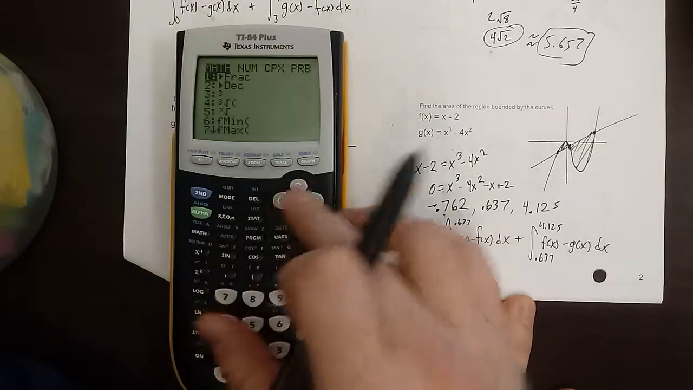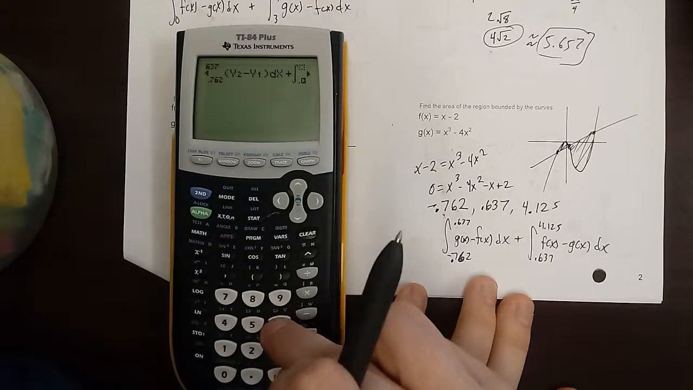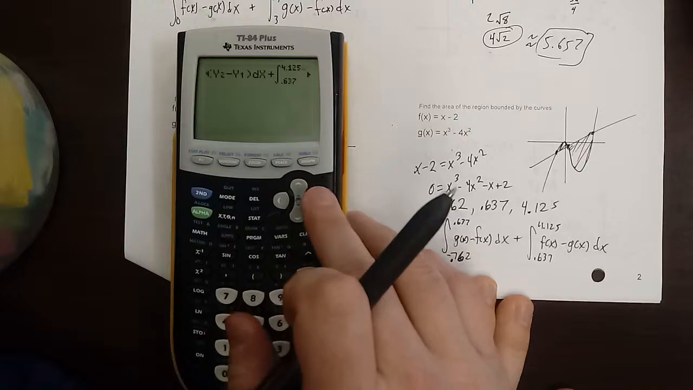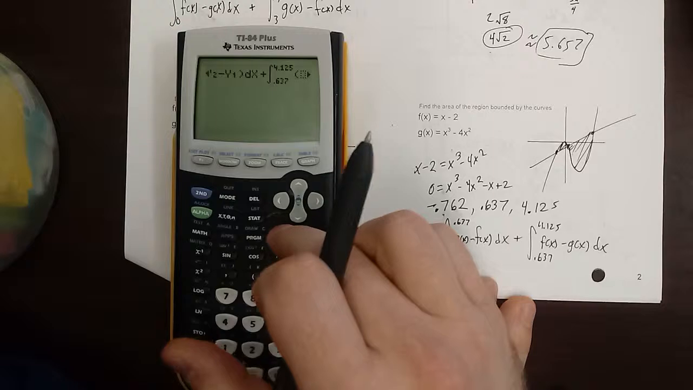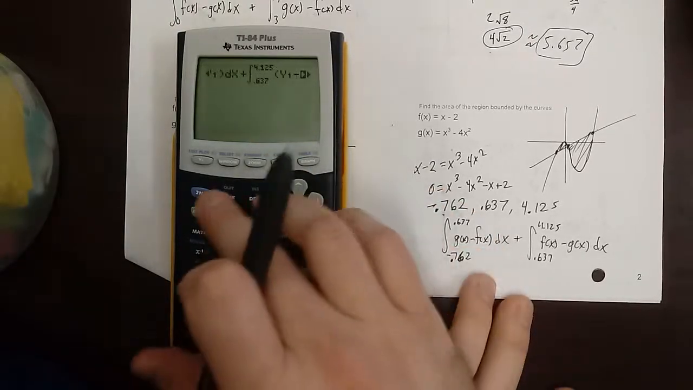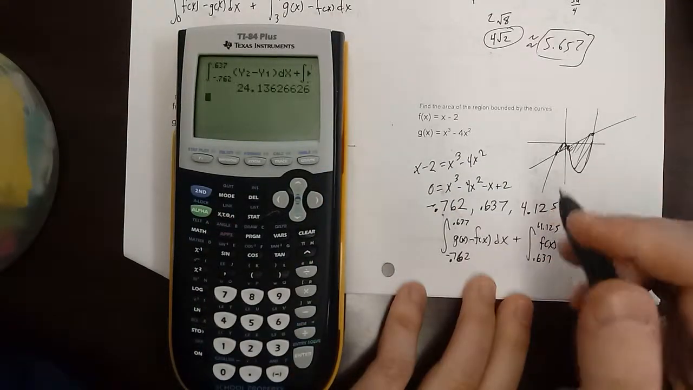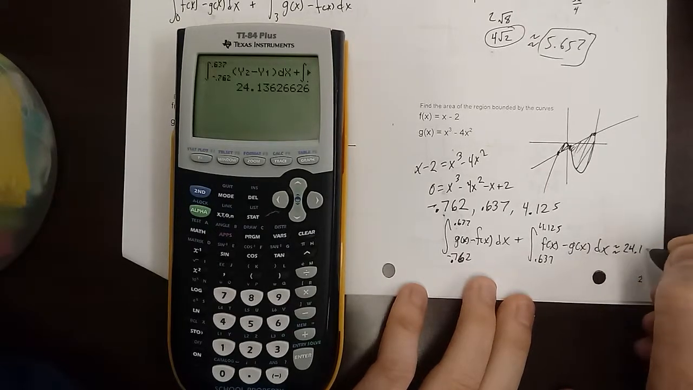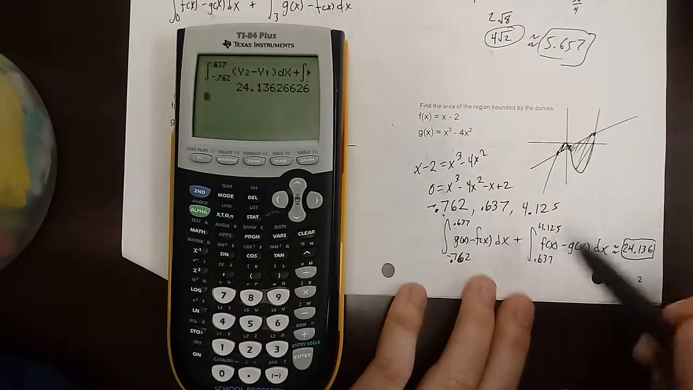Then, yeah, I'm just going to do it all in one line. 0.637 to 4.125 of, now it's 1 minus 2, right? Line minus curvy, yep, okay. Line minus curvy dx. And I get 24.136. Now, I should not try to simplify this to a fraction right now because this is an approximation off of approximations.